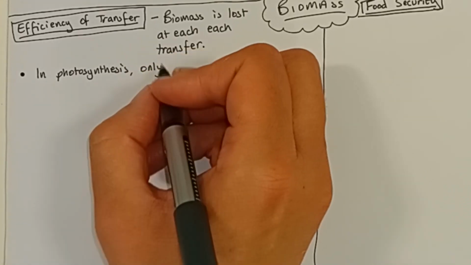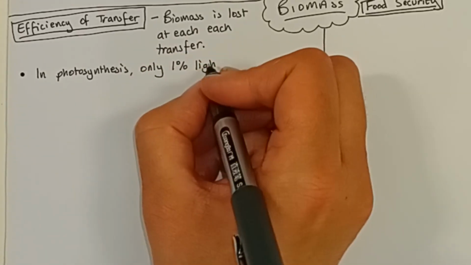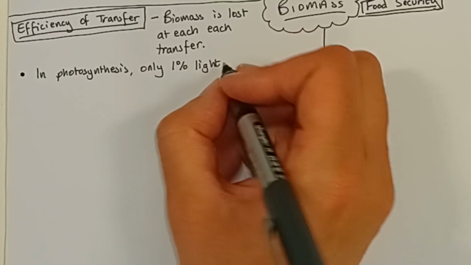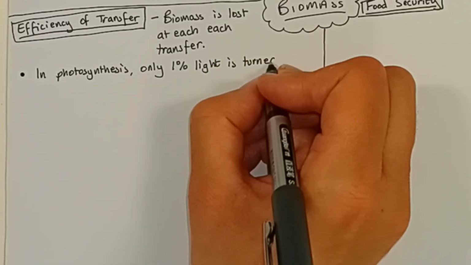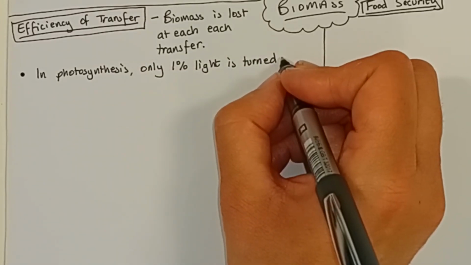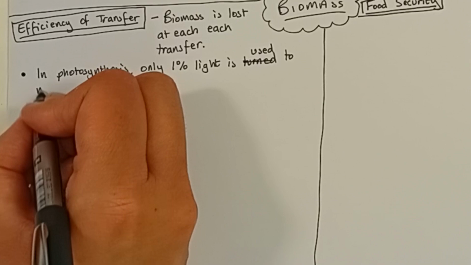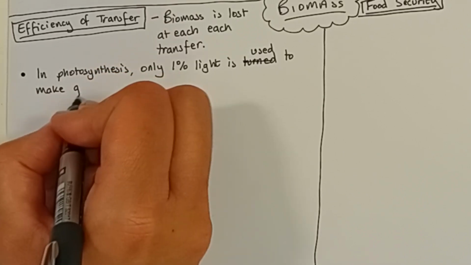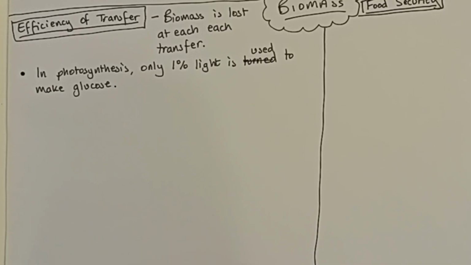Only 1% of the light, which isn't biomass, but it is energy, is used to make glucose. I'm going to put used. And that glucose can then be turned into DNA, cellulose, proteins, all the other things that the plant needs.